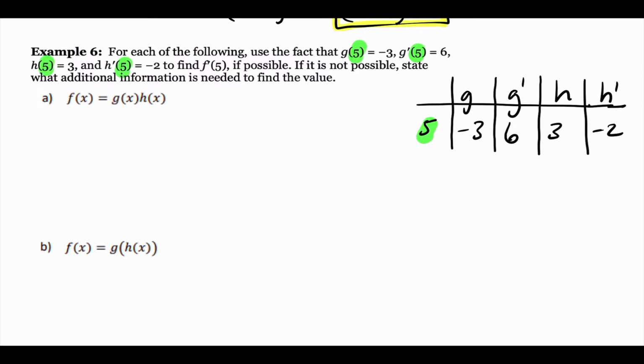So the first thing they want you to do is find this. That's what they want you to do for each of these: find f prime of 5. Okay, so the first one, A, here's f. They want us to find what this is equal to. So what's the first thing we've got to do if we need to find f prime of 5?